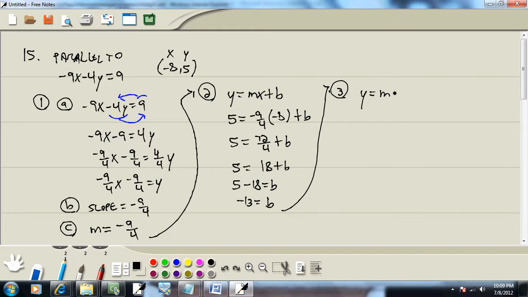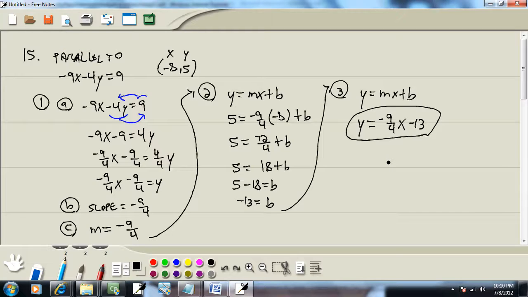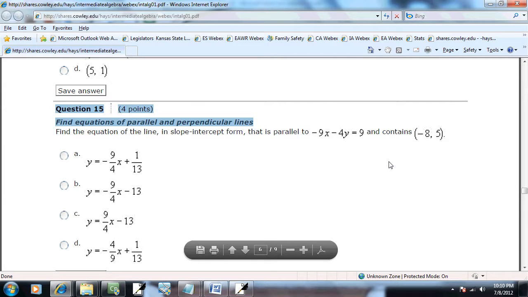And our step 3, write our answer down. It was asking for the equation of the line, so we got to plug in our m, which we found was negative 9/4. And we got to plug in our b, which we said was negative 13. And that's our answer. Negative 9/4 x minus 13.